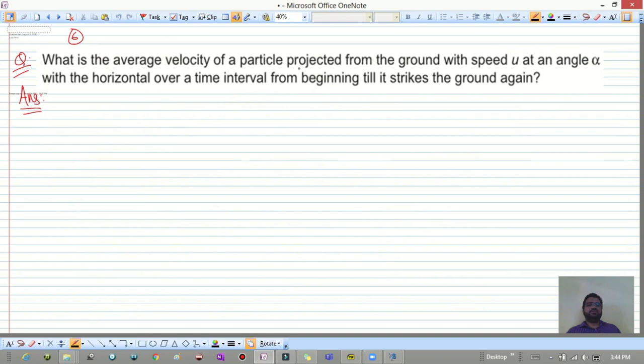What is the average velocity of a particle projected from the ground with speed u at an angle alpha with the horizontal, over a time interval from the beginning till it strikes the ground? Here V average is equal to the initial velocity plus the final velocity divided by 2. Write down the velocities in vector form and divide by 2, you will get the sixth answer.